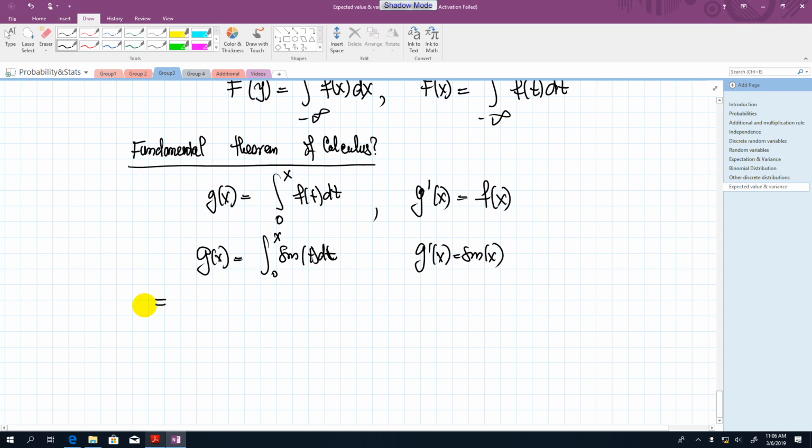What is the integration of sine? It is minus cosine of t, and we need to evaluate from 0 to x. If you put x, it will be minus cosine of x. If you put 0, it will be plus 1. Now, if you take the derivative of 1 minus cosine of x, you get simply sine of x. The theorem tells you that if x is on the border of the integration, then whenever you take the derivative, you don't need to integrate and then differentiate. Just take the function under the integral as the derivative.